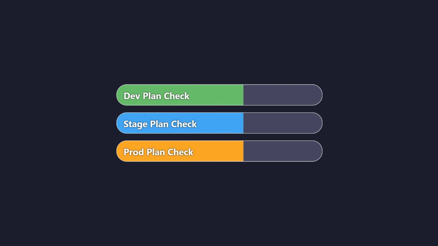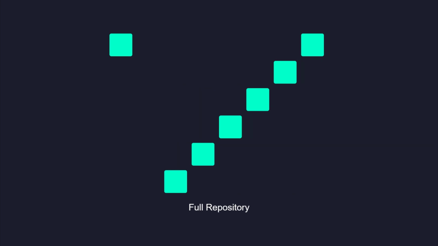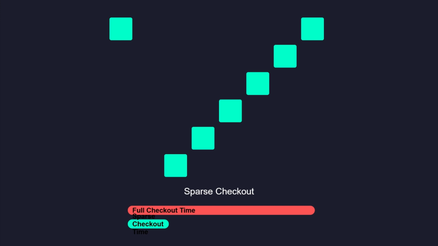This allows you to run plan checks in parallel for different environments, like development, staging, and production simultaneously. For large repositories, use sparse checkouts to only download the necessary Terraform modules and files for the current project. This drastically reduces the time spent in the setup phase of your automation pipeline.